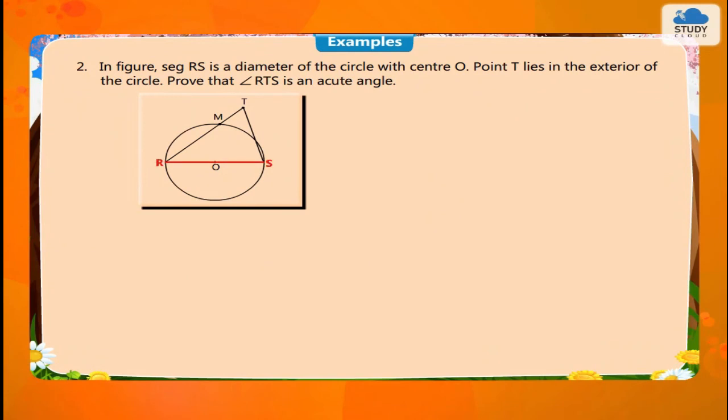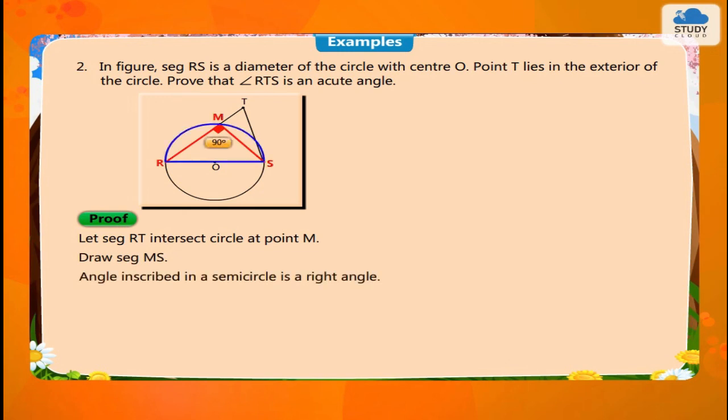2. In figure, segment RS is the diameter of the circle with center O. Point T lies in the exterior of the circle. Prove that angle RTS is an acute angle. Proof. Let segment RT intersect circle at point M. Draw segment MS. Angle inscribed in a semicircle is a right angle. Therefore, angle RMS is equal to 90 degree. Therefore, segment SM is perpendicular to side RT.